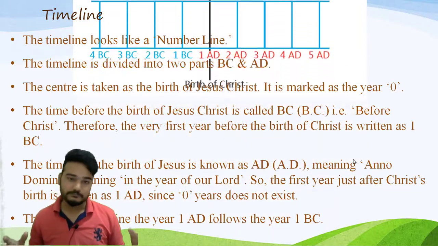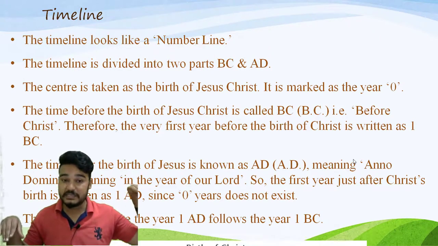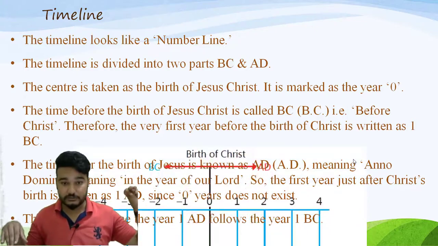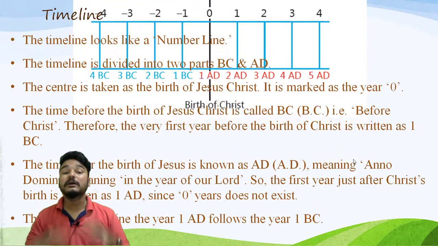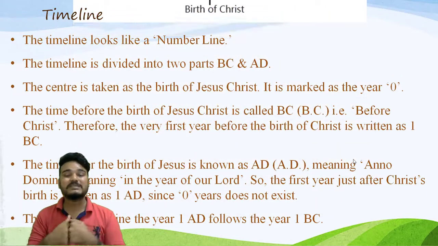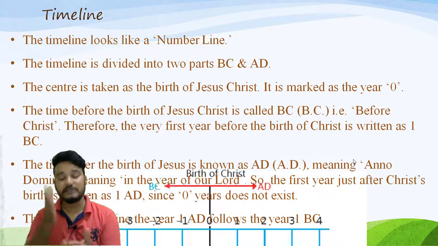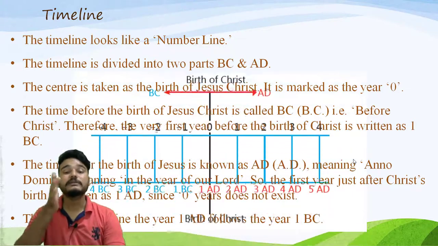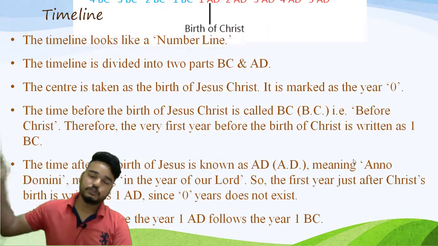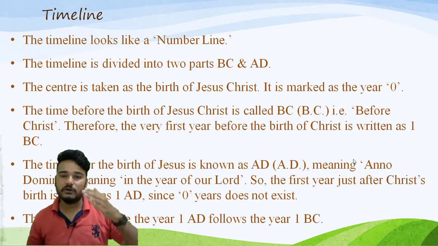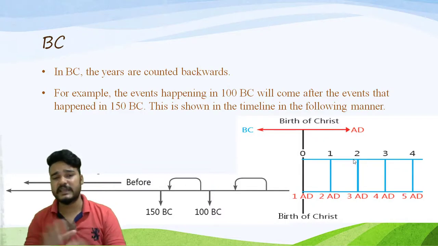So once again we will recapitulate. Timeline is the same as our number line, which is divided into two parts. One is AD, another one is BC. BC stands for before Christ, before the birth of Christ, and AD means Anno Domini, in the year of our Lord, the year our Lord Jesus Christ was born. So our timeline will start from 1 AD. Going right from 1 AD the years keep increasing, and in BC also they keep increasing going left. Understood?